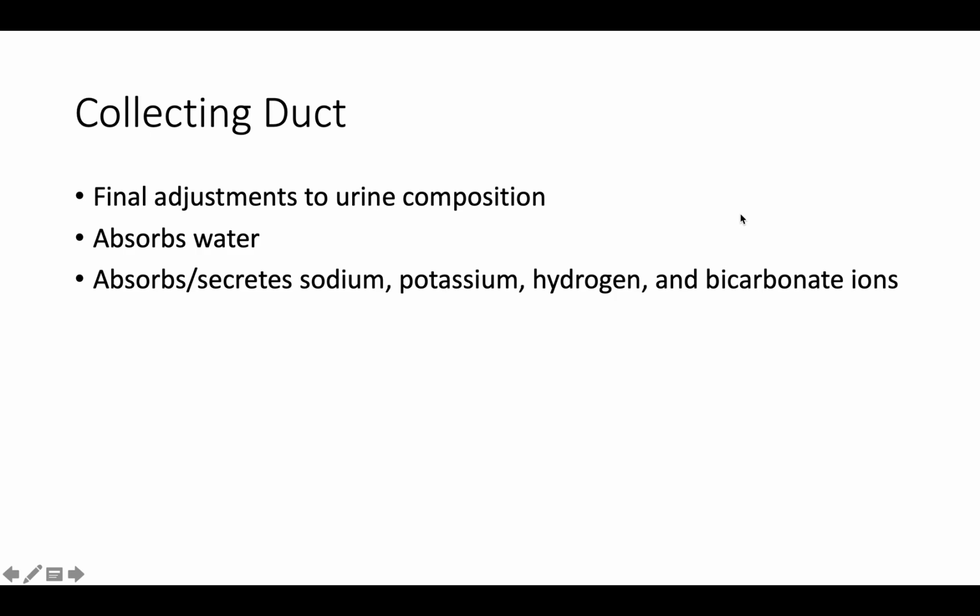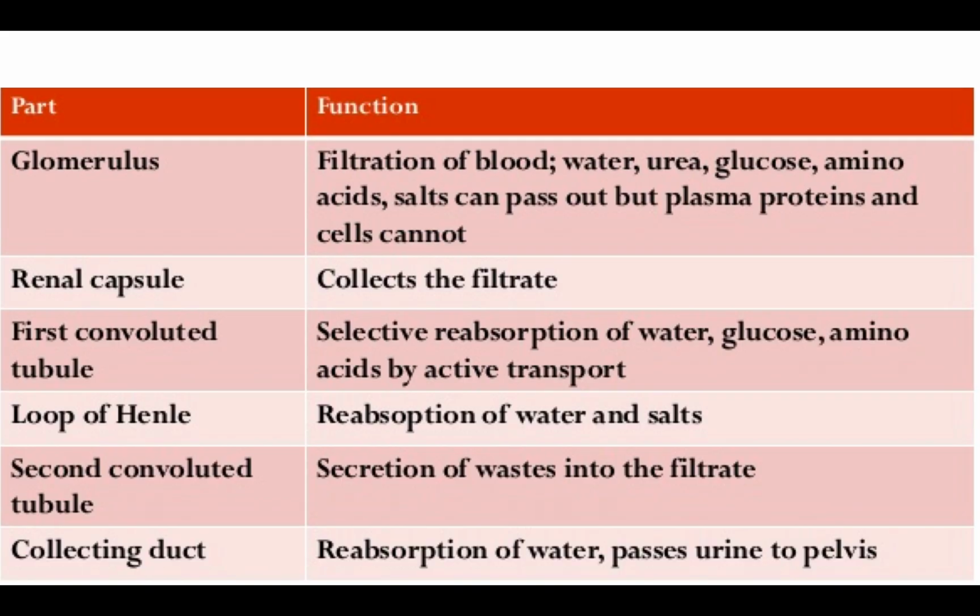Then you have the collecting duct. That is the final adjustments to urine composition. It will absorb water, and absorb or secrete sodium, potassium, hydrogen, bicarbonate. This is pretty much mainly to finalize it. If you're looking at this as a paper, this is your finishing touch. This is your finalized paper. So here's the breakdown of it.